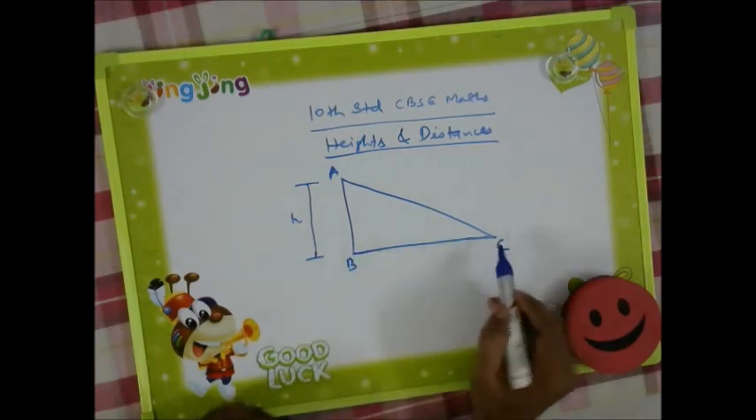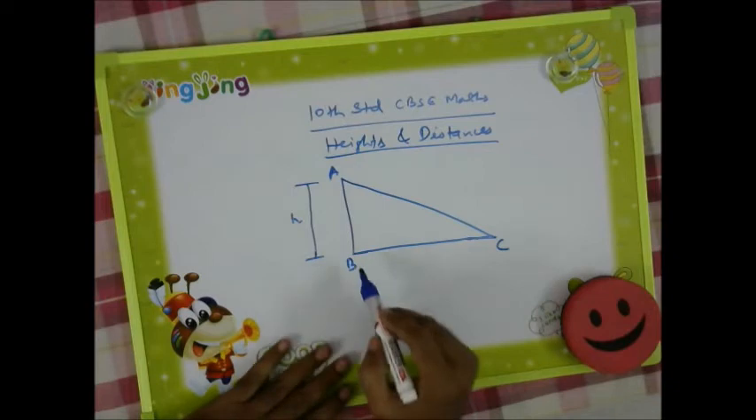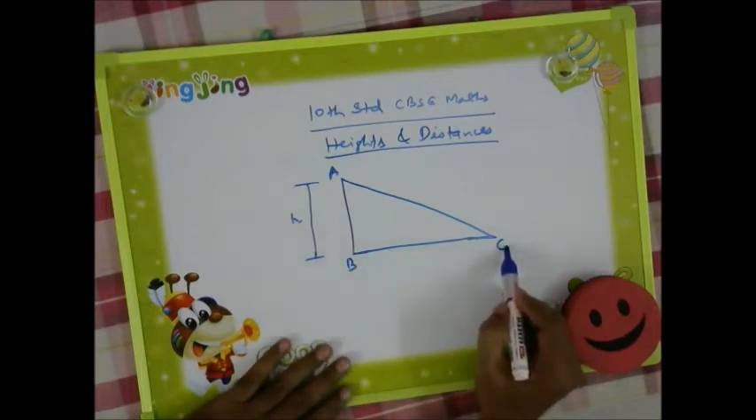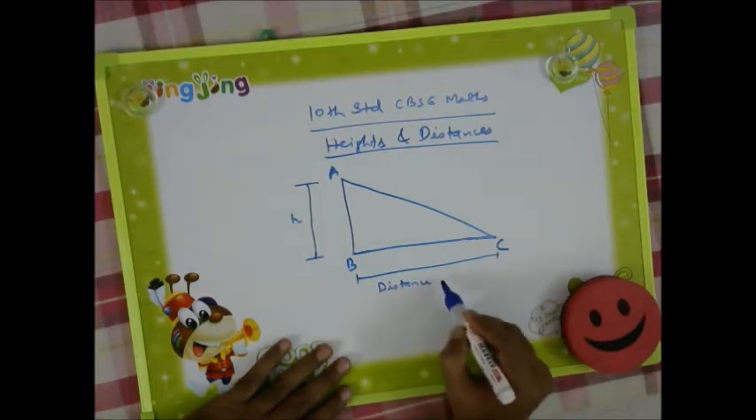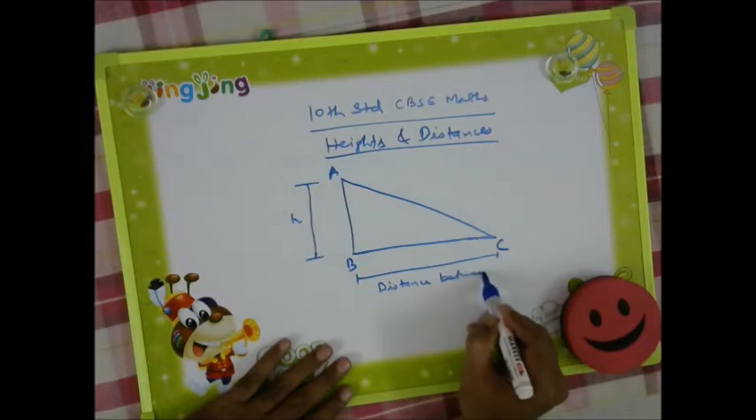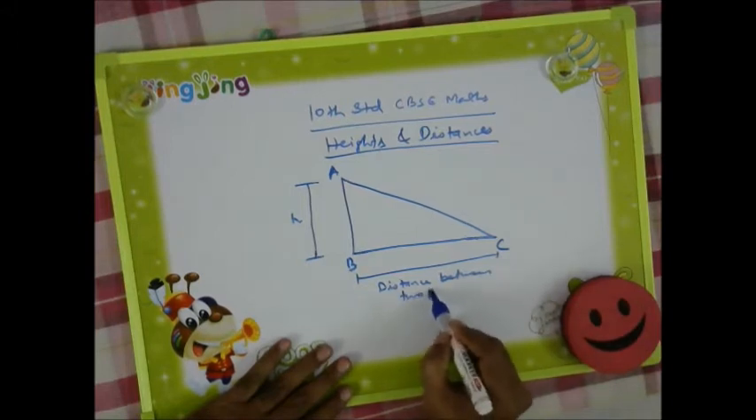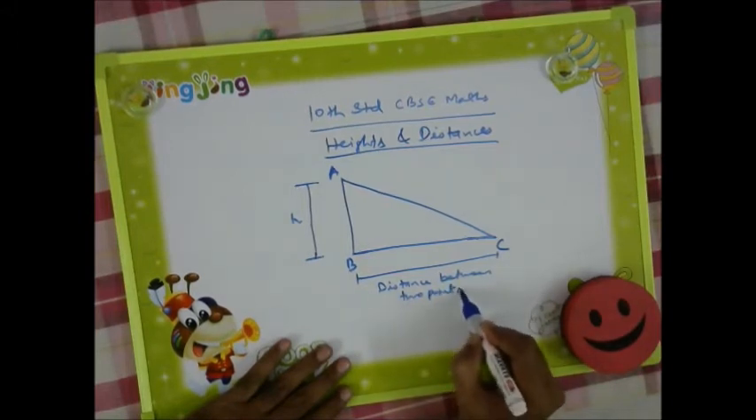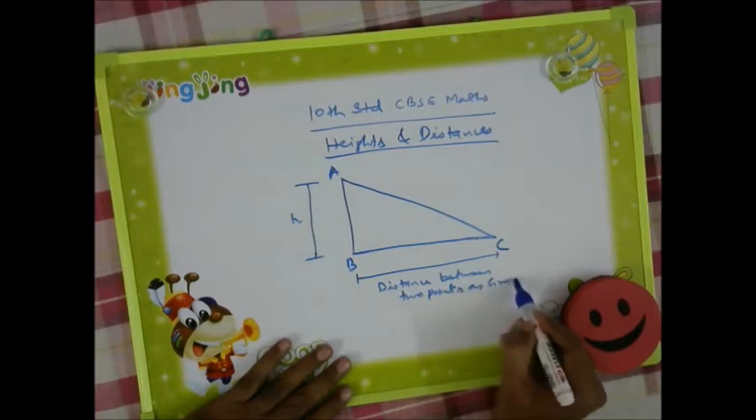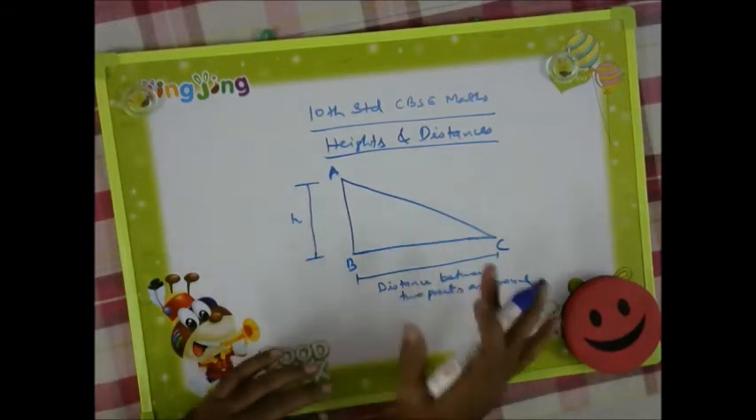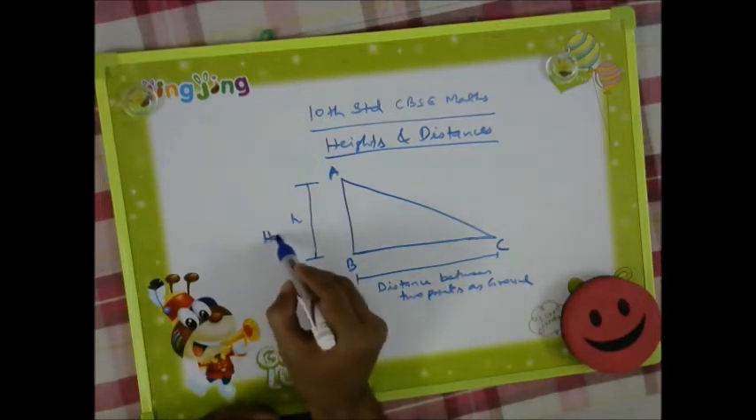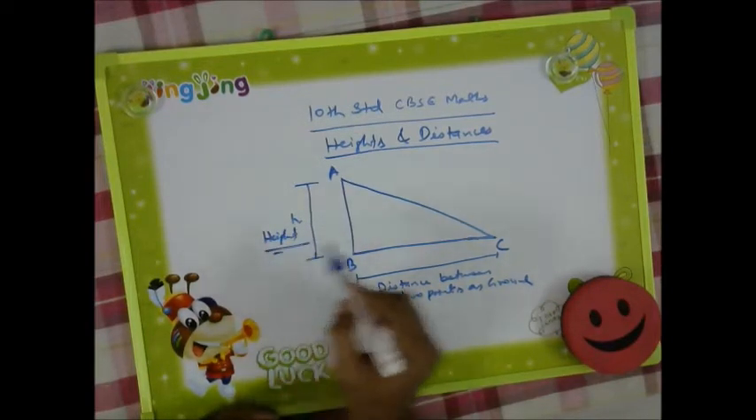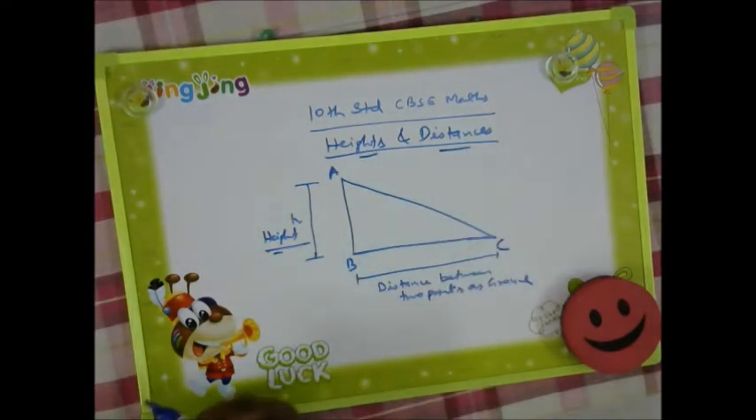So it will be on ground, parallel to the ground. If you are taking 2 points B and C on ground, so this will be the distance between 2 points on ground, or any parallel surface. And this is what? This is height. And that is the name heights and distances.